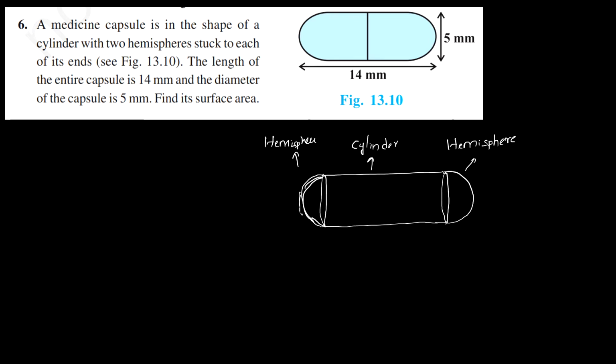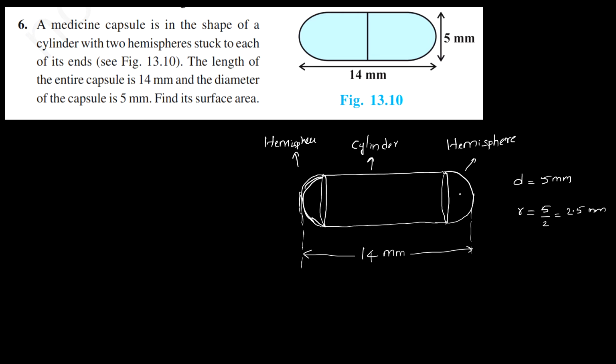That means from this point to this point, the total length is 14 mm. Clear? And also the diameter of the hemisphere is 5 mm. See, if the diameter of the hemisphere is 5 mm, then what would be the radius? Radius will be 5 by 2. Is that clear? If diameter is 5 mm, then radius would be 5 by 2, that is 2.5 mm or 5 by 2.